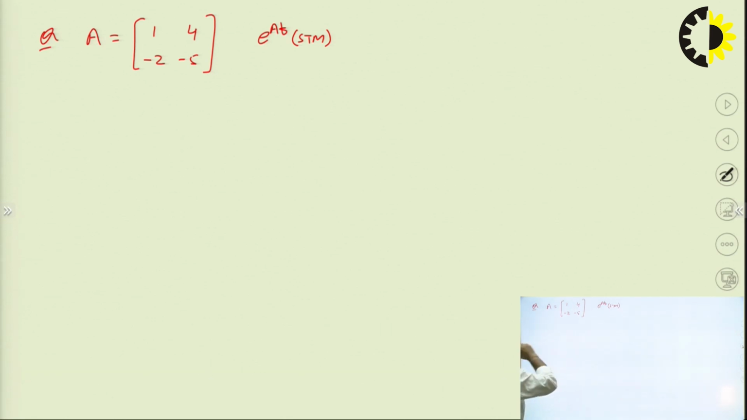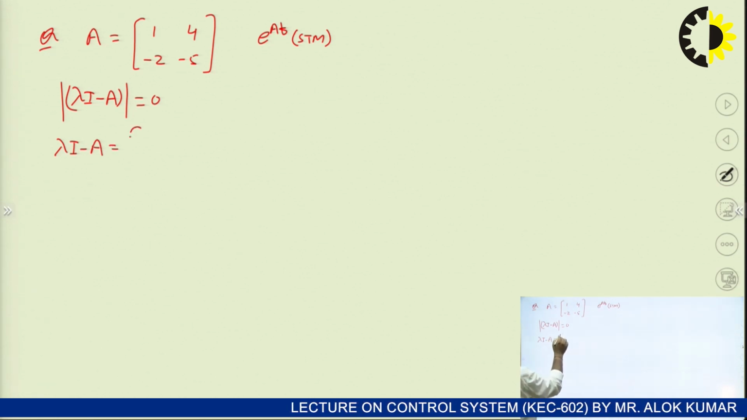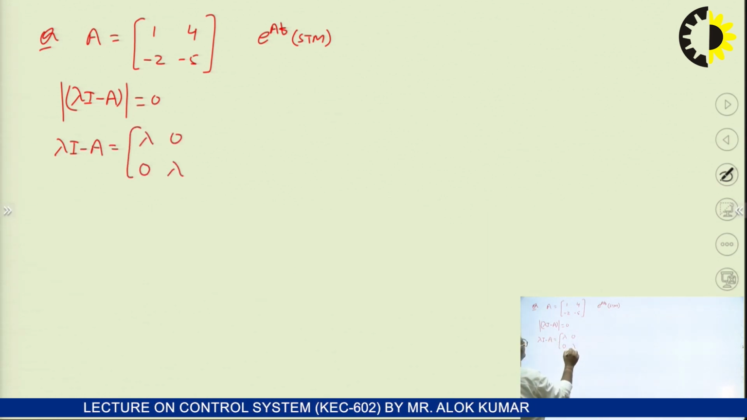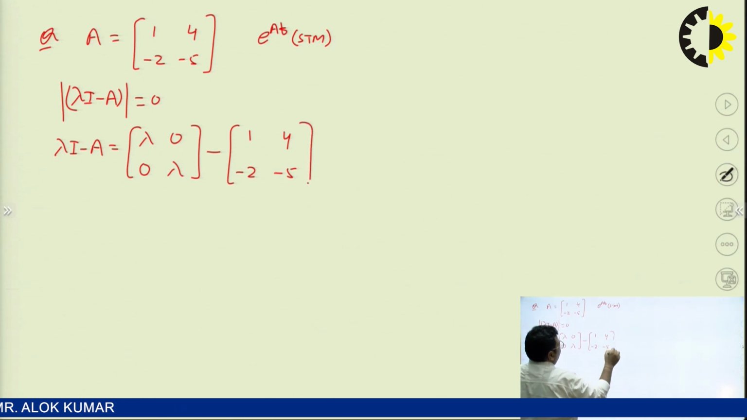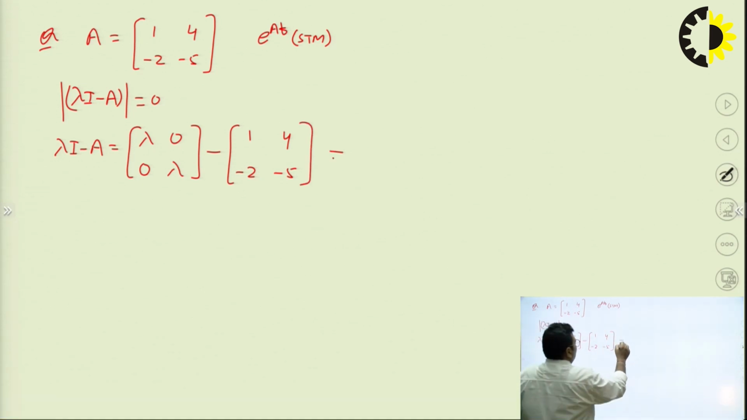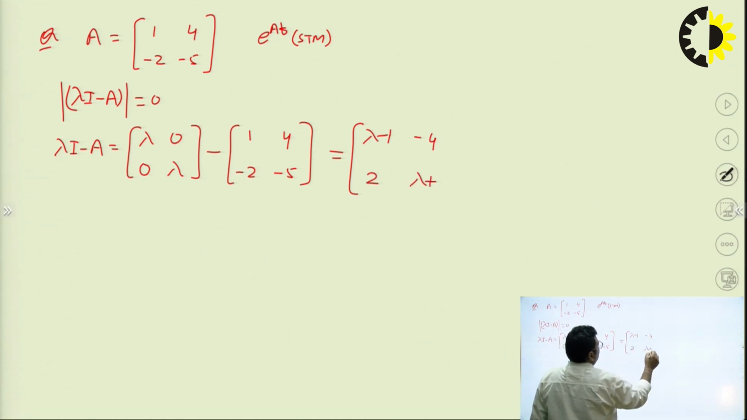So first of all we will find the eigenvalues. For eigenvalues we will write lambda I minus A, and the determinant of this should be equal to 0. This will provide the eigenvalues. Lambda I minus A is lambda 0 0 lambda minus the matrix 1, 4, minus 2, minus 5. So this will give lambda minus 1, minus 4, 2, and lambda plus 5.